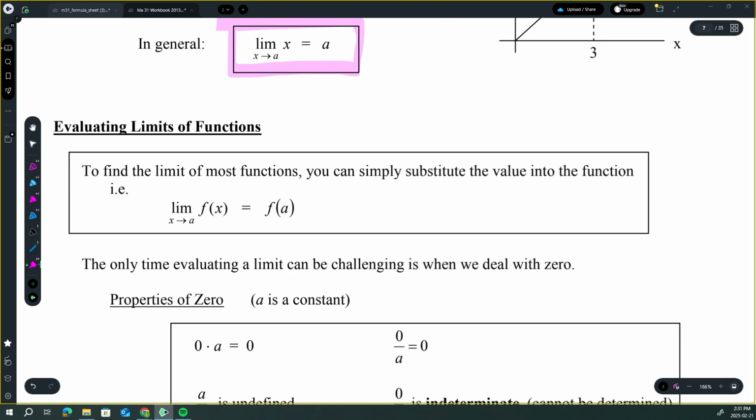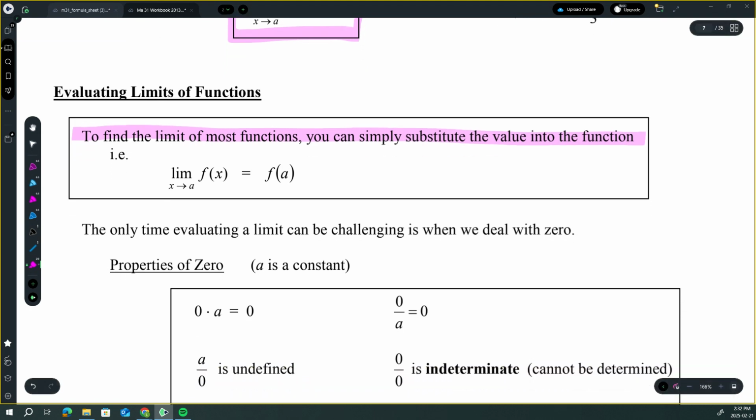Now, evaluating the limits of functions. To find the limit of most functions, you can simply substitute the value into the function and figure it out. For example, if you're trying to evaluate the limit of f of x as x approaches some value a, just plug a into whatever function you're given, and whatever number you get is the limit evaluated.